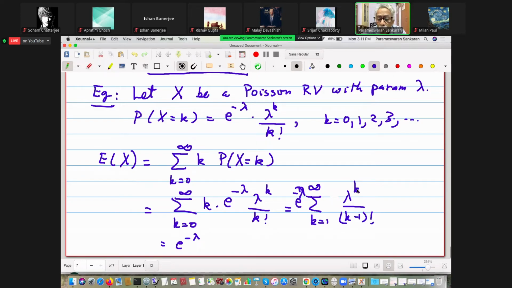Now you can pull a lambda out of it, because here I have lambda power k minus 1. Then instead of k minus 1, look at the starting term here, it begins with 1, so if you like you can write a new index, but we all understand what is happening. Lambda power k by k factorial again sums to e power lambda, so e power minus lambda cancels. That is equal to lambda, and that's the answer.